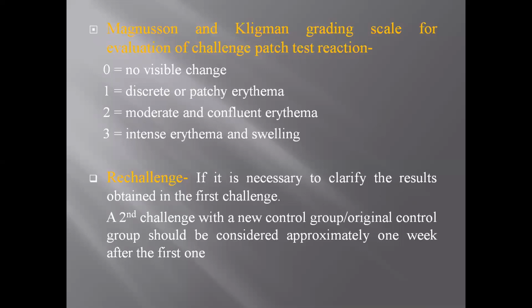Then 2 means moderate and confluent erythema. Moderate and confluent erythema means we can see rashes or inflammation in an area of the skin with confluent bumps. Then 3 means intense erythema and swelling. So it means we can see intense erythema with swelling.